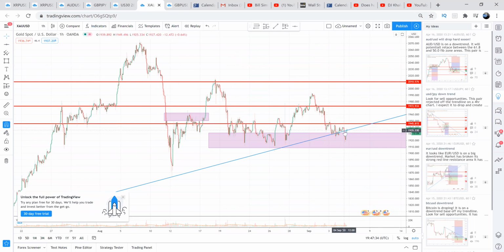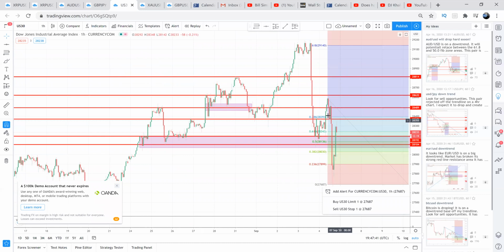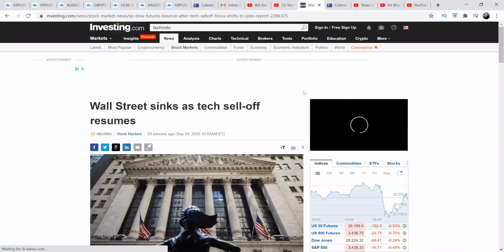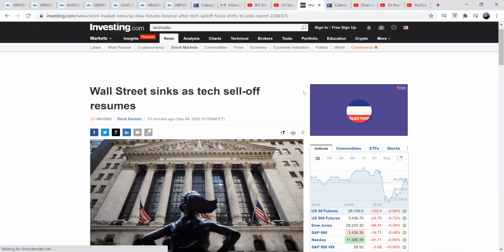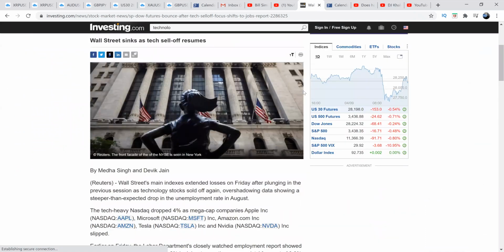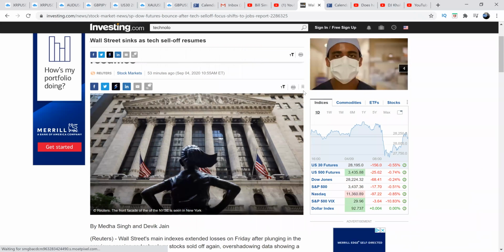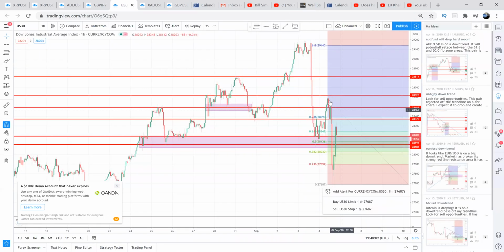Gold's still been funny. It dropped down a lot during London and New York, and then started to retrace back up. The Dow Jones dropped a lot during the New York session, and then started to retrace up also during New York session. But overall, it's still a downtrend since there's a lot of sell-off of the tech stocks. That's the big event happening right now in the market. These tech companies are selling off, causing the Dow to drop. That's why the Dow and S&P 500 are dropping.